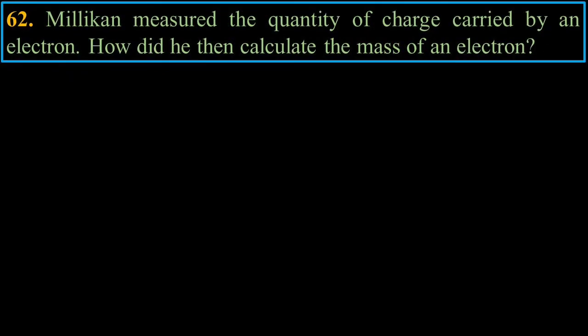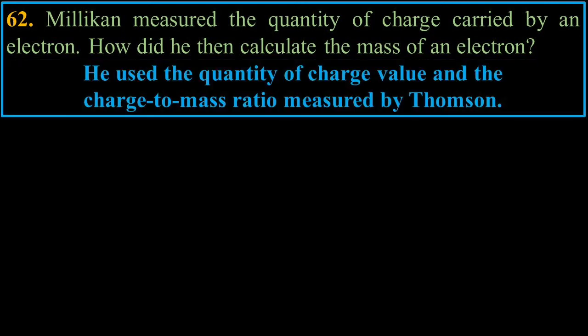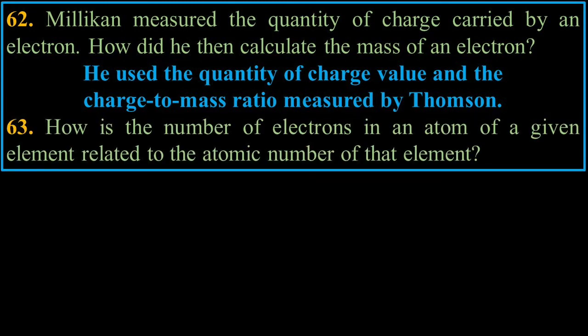Millikan measured the quantity of charge carried by an electron. How did he then calculate the mass of the electron? He used the quantity of charge value and the charge-to-mass ratio measured by Thomson. Even though Thomson got the model a little bit incorrect, he understood charge-to-mass ratio.